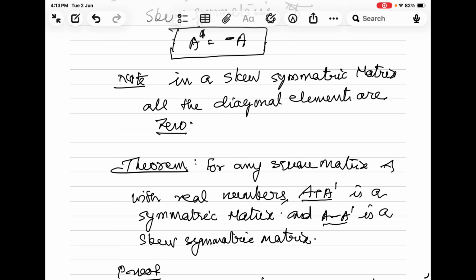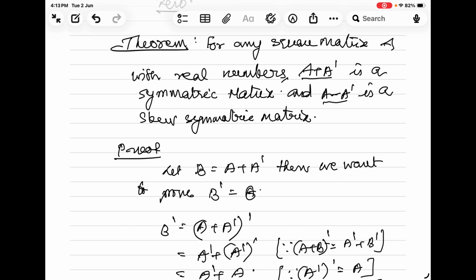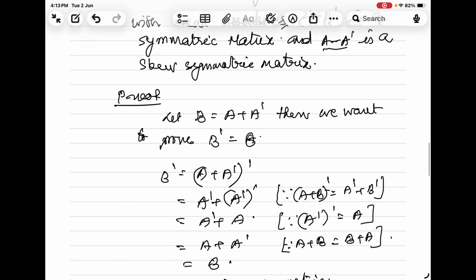There is a proof for that. Let us take A as a square matrix, it is given. Then take B equal to A plus A transpose. To make the proof easy, we take B equal to A plus A transpose. Then we want to prove B transpose equal to B. That is, we want to prove that A plus A transpose is symmetric. Please study this proof.